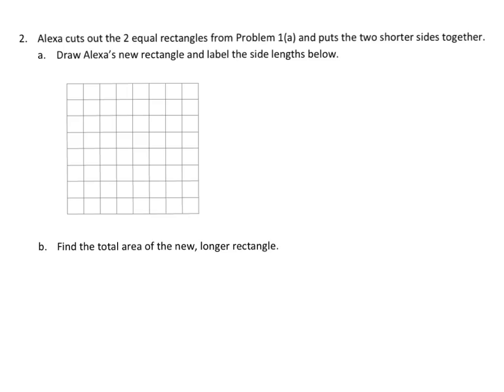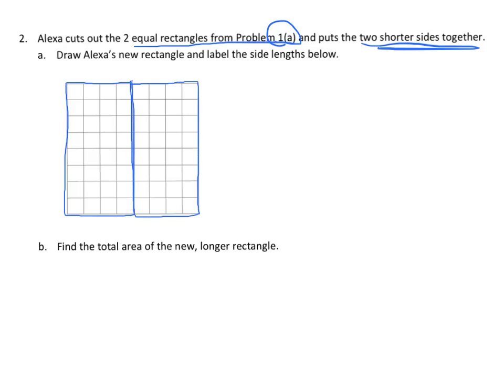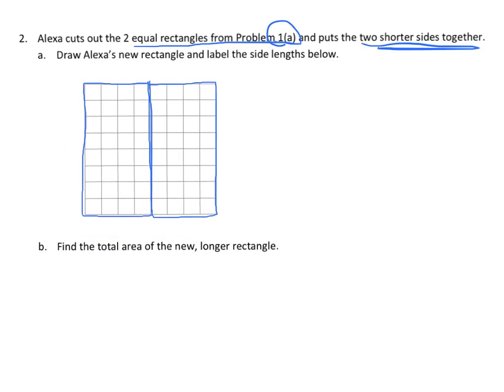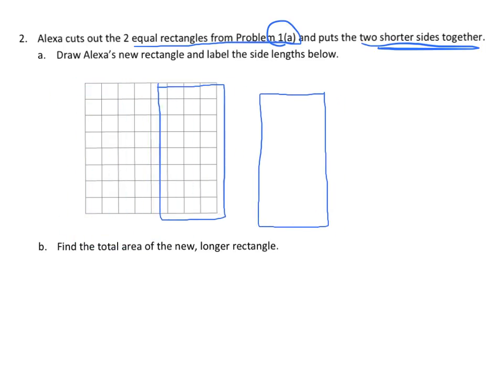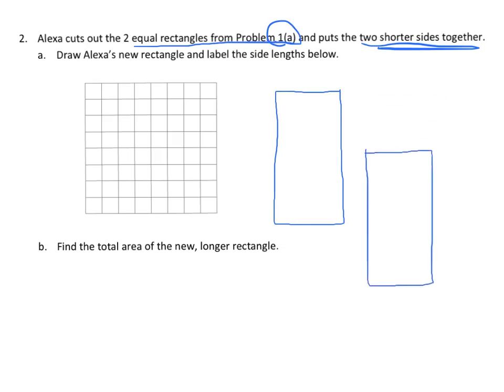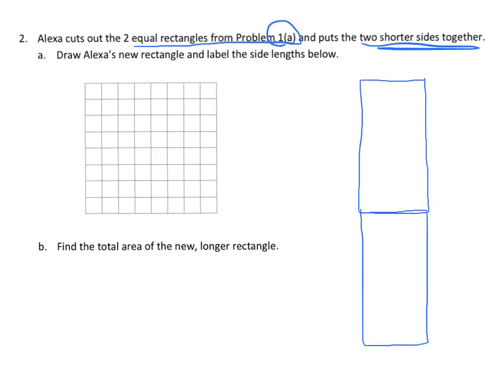Now this question says, Alexa cuts out the two equal rectangles from problem 1A that we just did and puts the two shorter sides together. Draw Alexa's new rectangle and label the side lengths below. So we're going to start with what we had on that previous slide. Here's one, and then let's do another one. So there's our two rectangles, and I want to ungroup that. Ungroup. All right. And I want to take this one, and this one. They say, put the two shorter sides together. Well, I could do that without rotating. I could just stack it up. There it is.